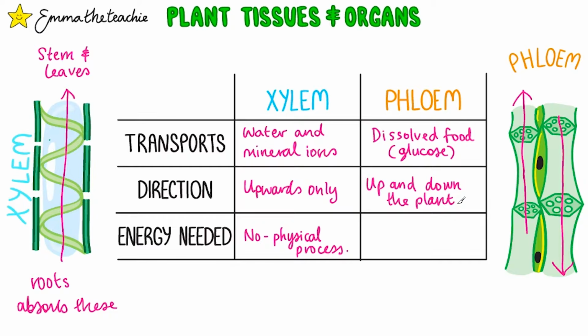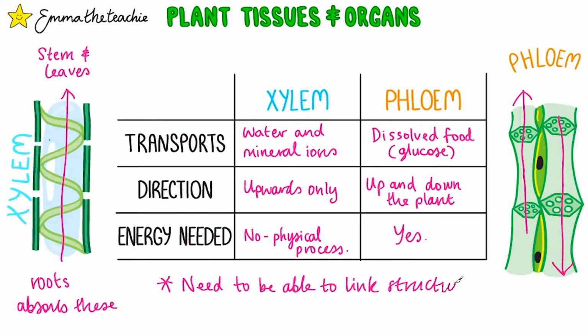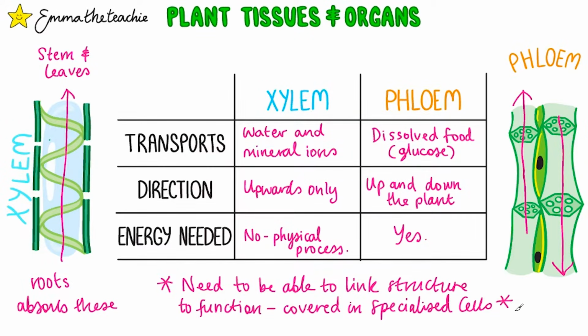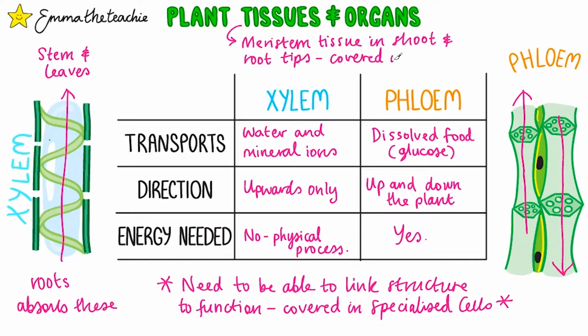This movement of substances is called translocation. That's a key word to learn. And finally, yes, energy is needed for this process, and this is supplied by the companion cells adjacent to the phloem cells. Just to note, you do need to be able to link structure to function, which is covered in the Specialized Cells video of Topic 1. Another note is that the meristem tissue is another tissue you need to know. This is found in the shoot and the roots, and again, hopefully you've already covered this in Topic 1, stem cells.